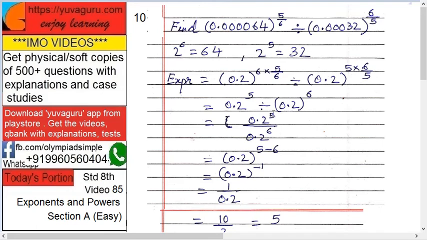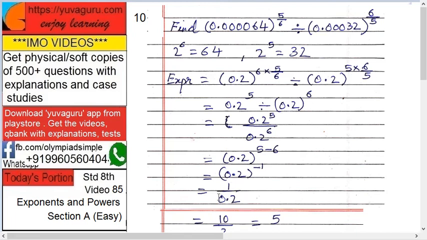Now x raised to a upon x raised to b equals x raised to a minus b. So here it will be 0.2 raised to 5 minus 6. Okay. That is 0.2 raised to minus 1. Now this 0.2 raised to minus 1 you can convert by inverting. So it will be 1 upon 0.2 raised to 1. So that is 1 upon 0.2.